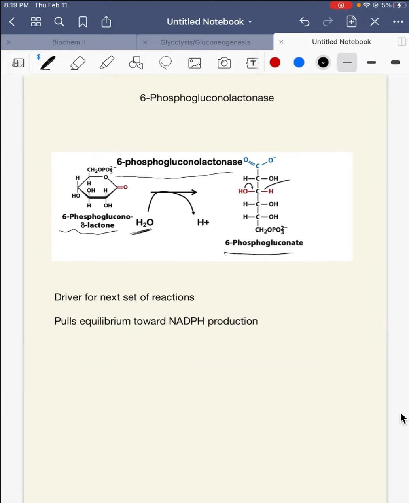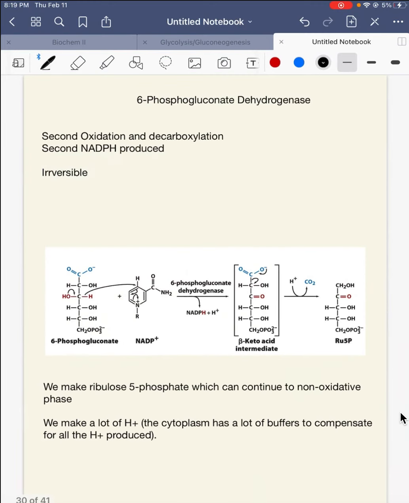This reaction is reversible, but what it does is it pulls the equilibrium for the previous reaction into producing NADPH. So now that we made this, we run into one more reaction in the oxidative phase. So this is the second NADPH that we will produce. This enzyme takes 6-phosphogluconate and NADP plus, and then we make ribulose 5-phosphate, and then we make NADPH.